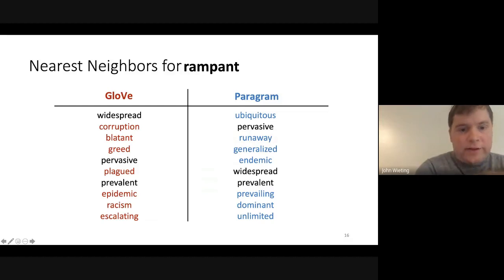Essentially, we can get around these co-occurrence statistics that are messing up the space. For example, on the left, you can see things like rampant, but the noun that rampant modifies is usually included in its nearest neighbors, things like corruption and greed and epidemic and racism. And then on our right, we tend to stick to just adjectives and things that tend to be synonyms of rampant.